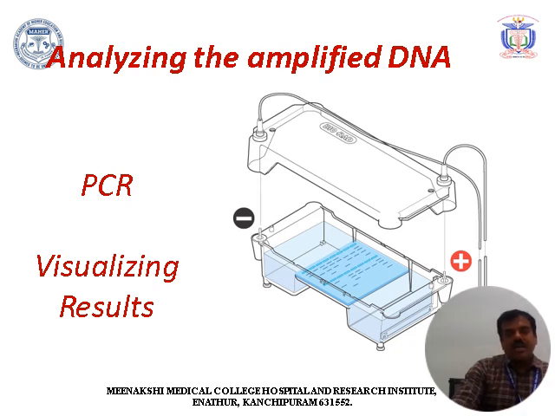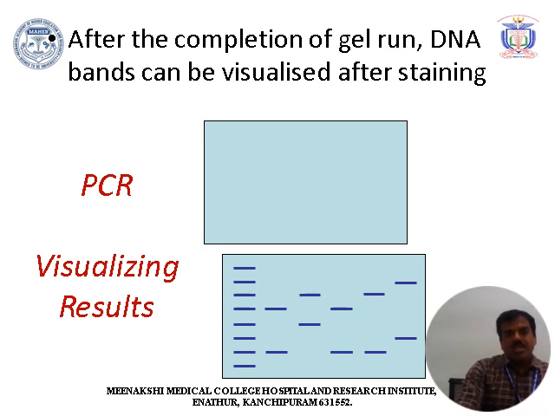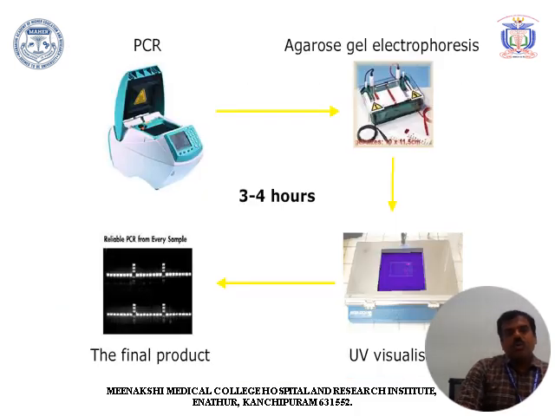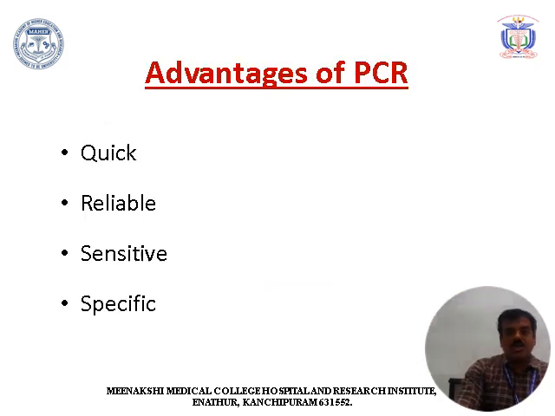After PCR, when the results have to be visualized, they will be visualized in this manner. After the completion of the gel run in the electrophoresis, DNA bands will be visualized after staining them. So this is the overall picture of the procedure. That is the instrument, where the PCR technique will be taking place. In that, agarose gel electrophoresis will be done, and after the gel electrophoresis is completed and after staining, at the end we will be visualizing the strands, and finally we will get the product that will be seen in this particular instrument.